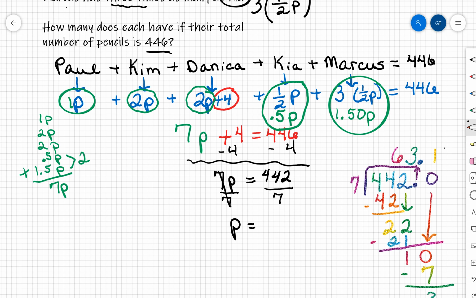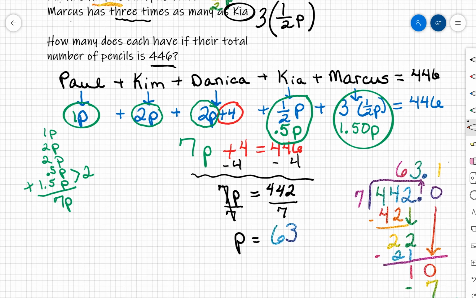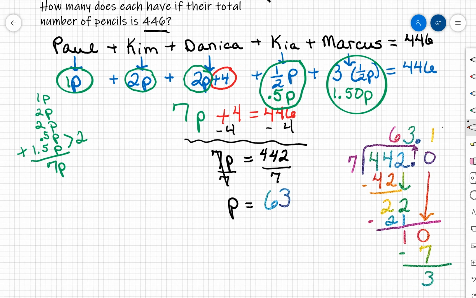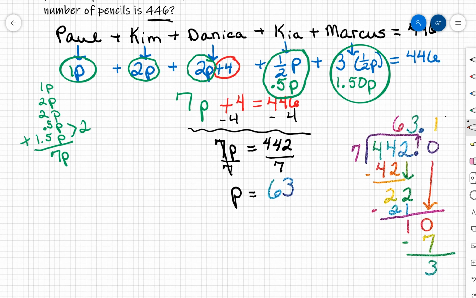So let's round this. So 63 1/10 becomes 63. So we're going to say P is equal to 63. All right. Now let's go back up and answer each one of these. Okay, we can do this. So Paul, I'm going to go up just a little bit. Paul has 1P. So Paul is going to have 1 times 63, which is 63.